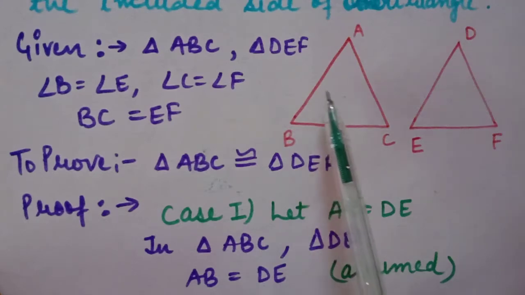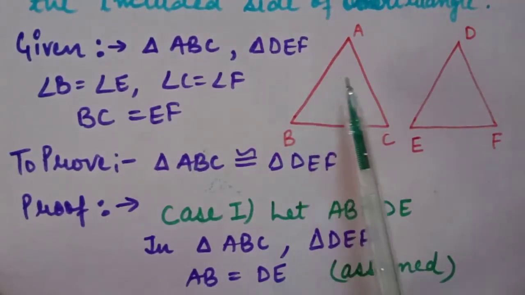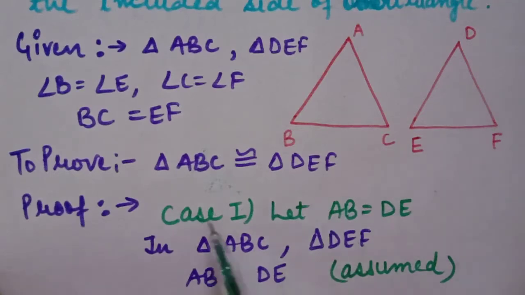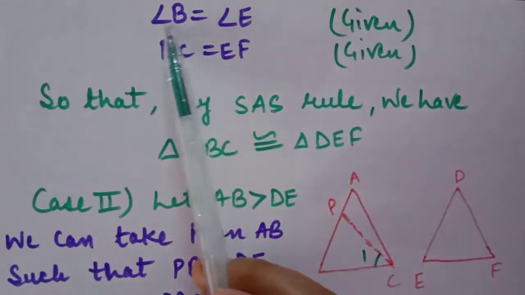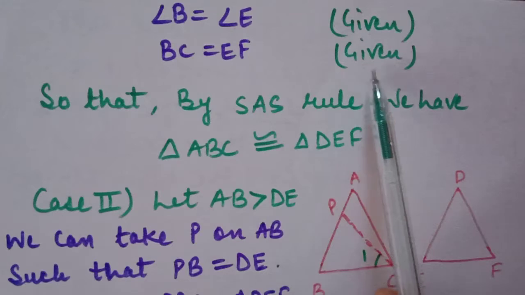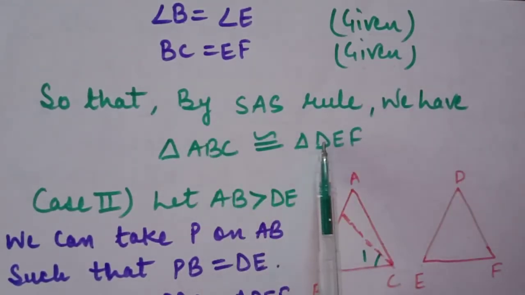It is not necessarily possible that they are equal to each other. It may be possible that AB is greater than DE. It may be possible that AB is less than DE. So we will take all three cases. First case, let AB be equal to DE. In triangles ABC and DEF, AB is equal to DE, from where does it come? Assumed. Angle B and angle E are equal, given. BC and EF, given. So by the SAS congruence rule, both the triangles are congruent.